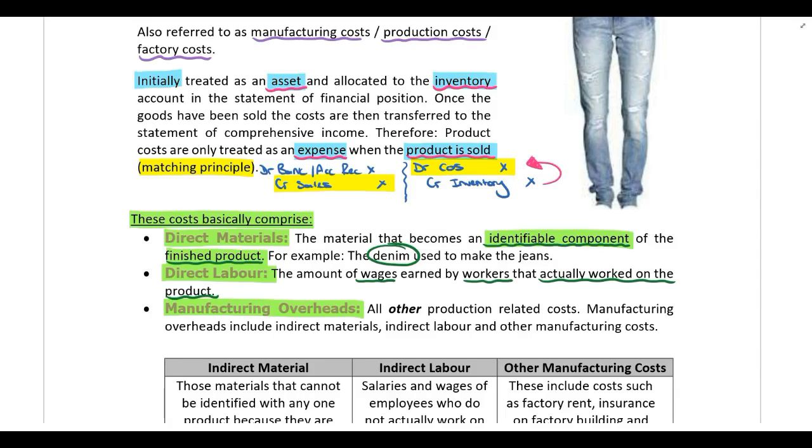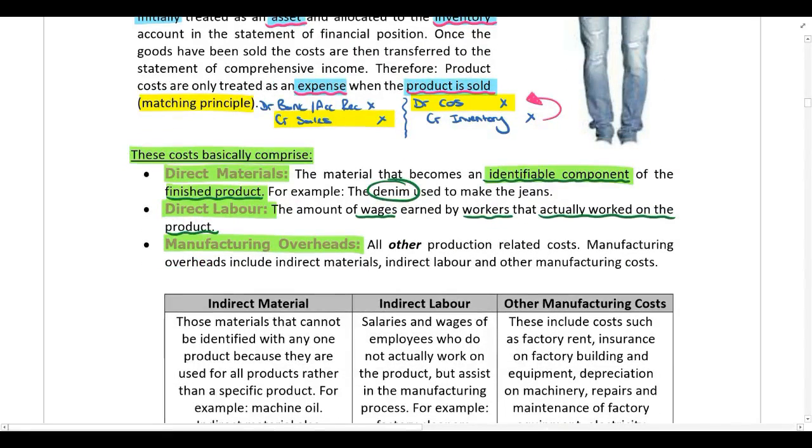Then the last product cost we have is manufacturing overheads, and these are all of your other production-related costs. And manufacturing overheads are made up of 3 different components. They include indirect material, indirect labor, and other manufacturing costs. Let's look at each of these in more detail. First, what is indirect material? Please remember, direct material was material that becomes an identifiable component of the finished product.